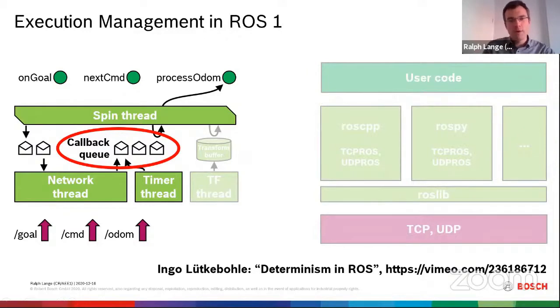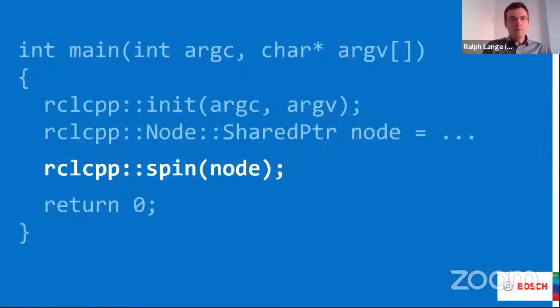If you want to learn more about that and all the details, what happens in case of buffer overruns and so on, I recommend the presentation by my colleague Ingo Lütgebole from 2017, which still can be found on Vimeo. Now in ROS 2, things at first glance look very similar. There's a call rclcpp spin, which takes a shared pointer to a node and again makes the main thread serve as the spin thread. But we'll see in a minute that things are very different in ROS 2.